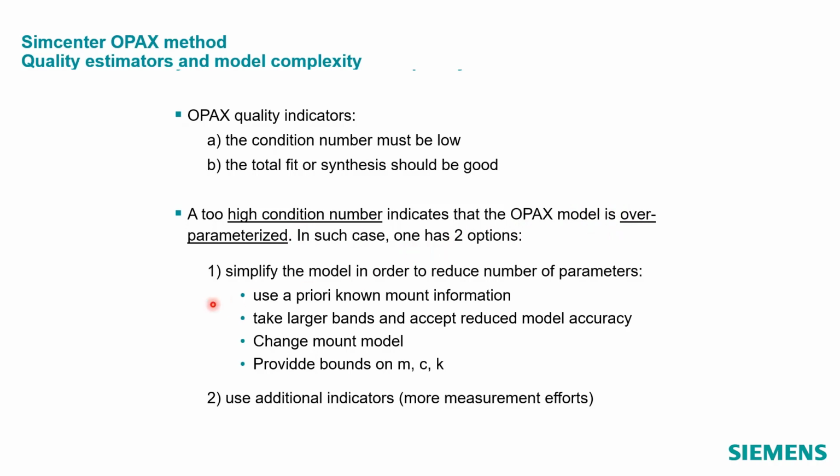You have a couple of options. I can simplify the model using prior known loads from another load technique, take larger frequency bands from my bandwise K model, if I'm using a bandwise stiffness model, or change the mount model. I can set mount mass to 0 or damping to 0, for example, or we can provide bounds on mass, damping, and stiffness, or we can go ahead and add a couple of extra indicators. And then you would need operational data at that indicator and the FRF from the paths to those indicators as well.